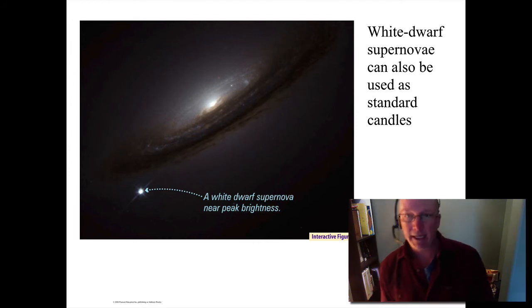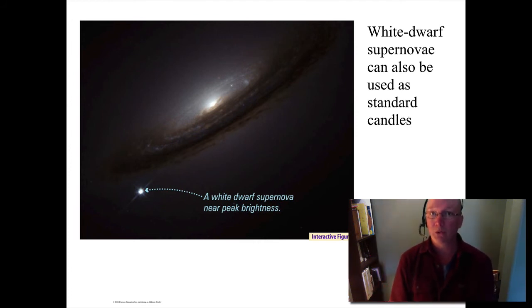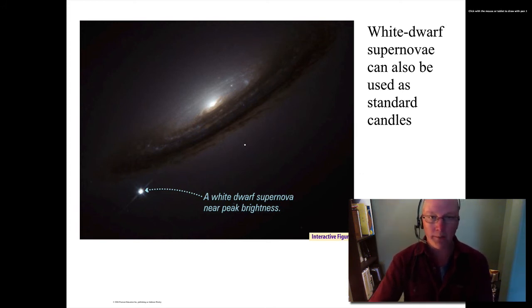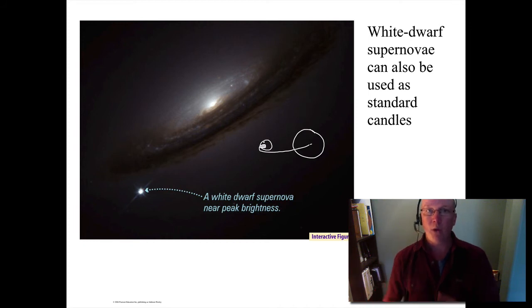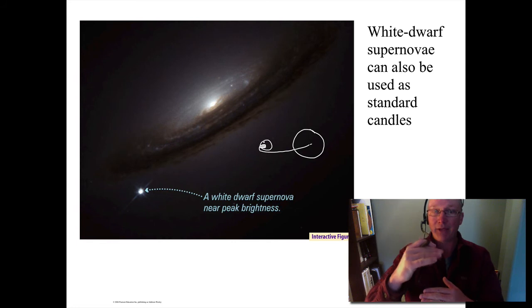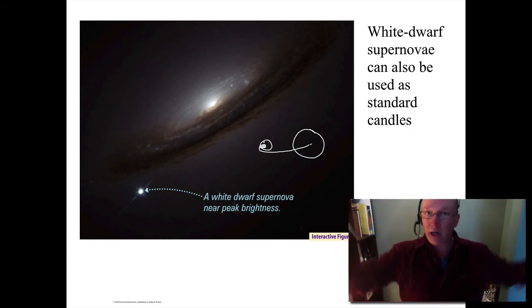Another bright distance indicator is something called a white dwarf supernova, or a type 1a supernova. These supernovae are interesting because they are formed when you have a white dwarf and you have some other star that's near the white dwarf. Material from this star gets stripped off due to the white dwarf's gravity and spirals onto the white dwarf. If the white dwarf achieves a certain mass, it's going to turn into a neutron star and explode.